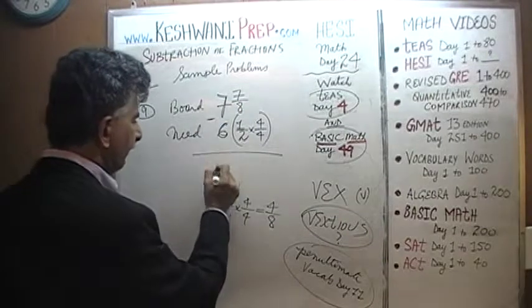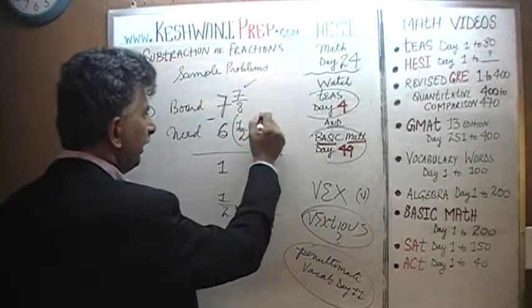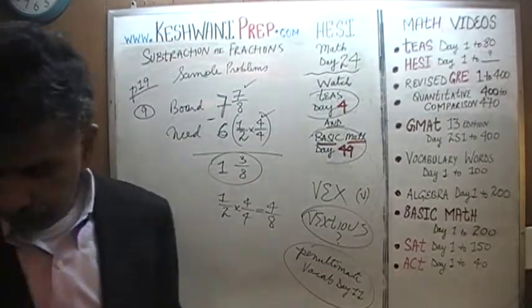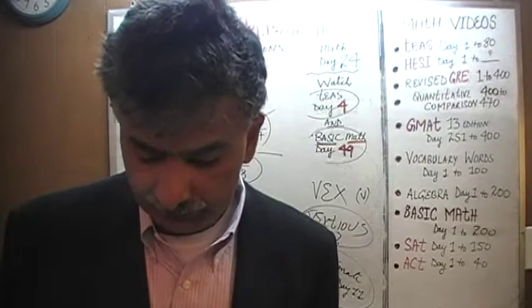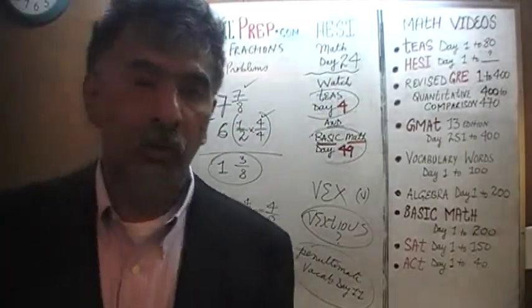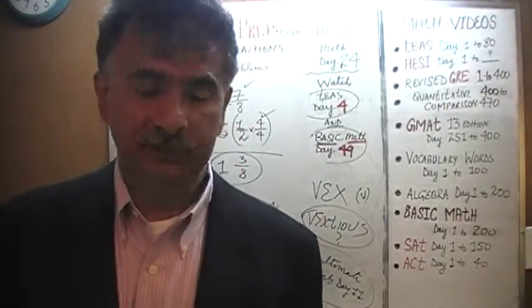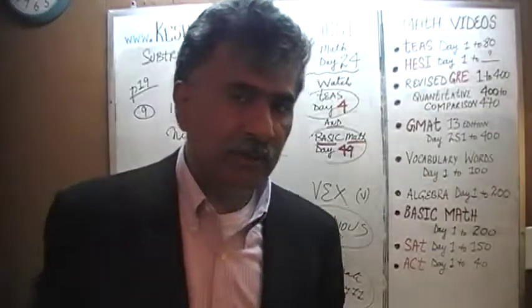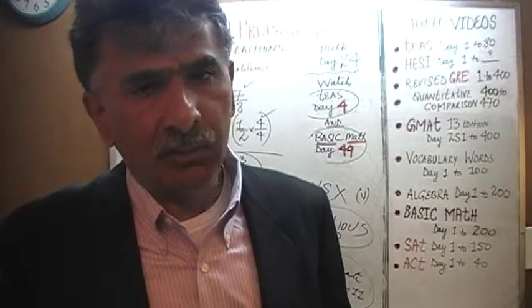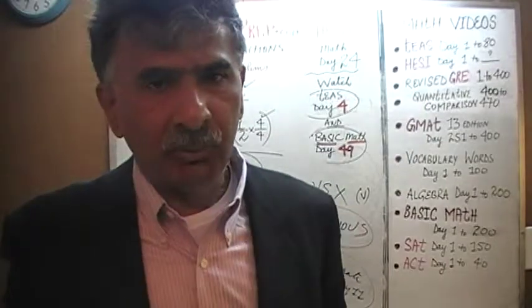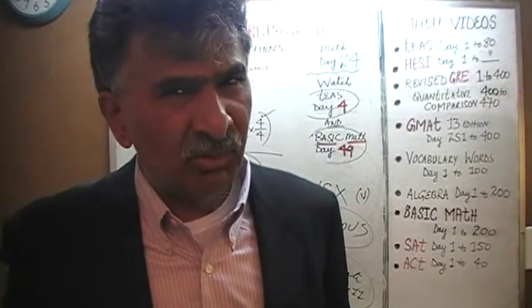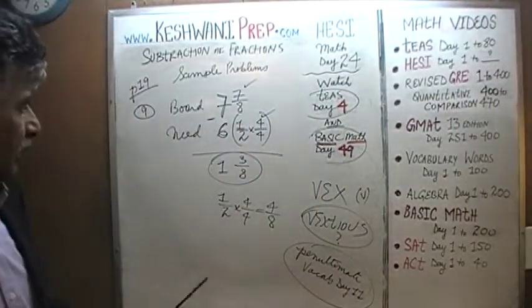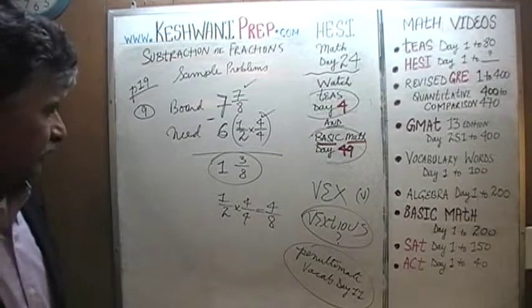7 minus 6 is 1. And 7/8 minus 4/8 is just 3/8. The answer is he needs to cut off 1 and 3/8 feet. I'm not sure if it's going to be 1 and 3/8 feet or 1 and 3/8 foot, because 1 is just 1 foot, it's not a plural. But what about 3/8? Does it become plural? I'm not sure about it. Let's not get into the nitty gritty, okay? He's going to cut off 1 and 3/8 foot or feet, it's up to you.